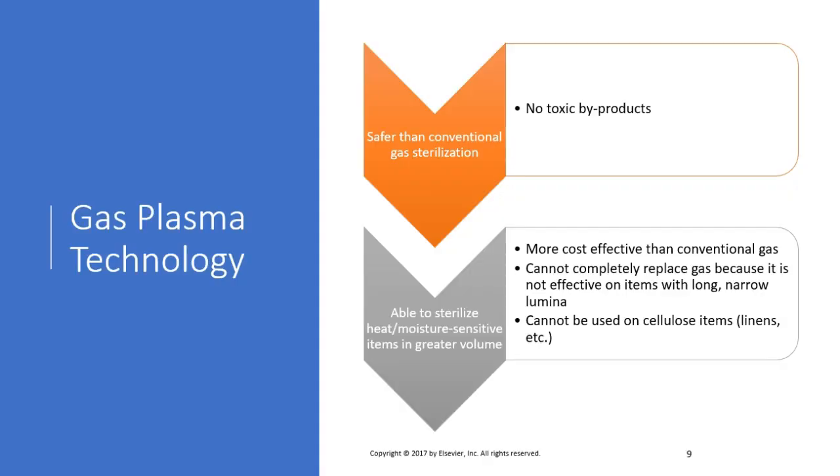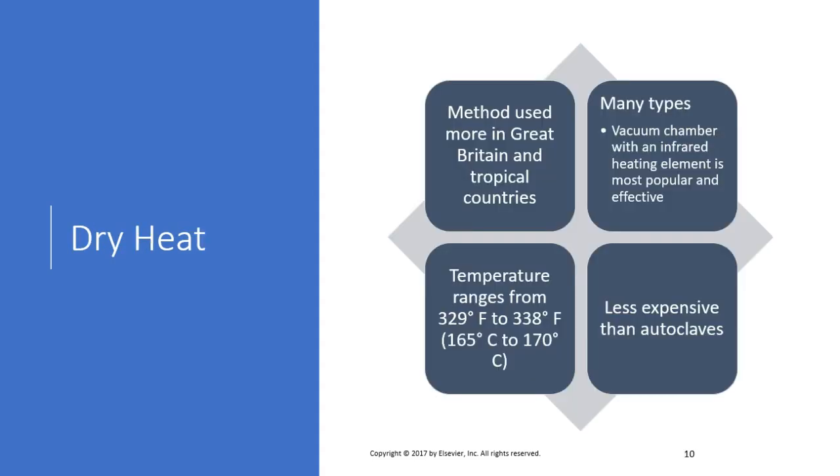So gas plasma technology is safer than conventional gas sterilization, so there are no toxic byproducts, which is a big plus. Able to sterilize heat and moisture sensitive items in greater volume, so it's more cost effective than conventional gas. It cannot completely replace gas because it's not as effective on items with long, narrow lumina. It cannot be used on cellulose items, so linens, etc.